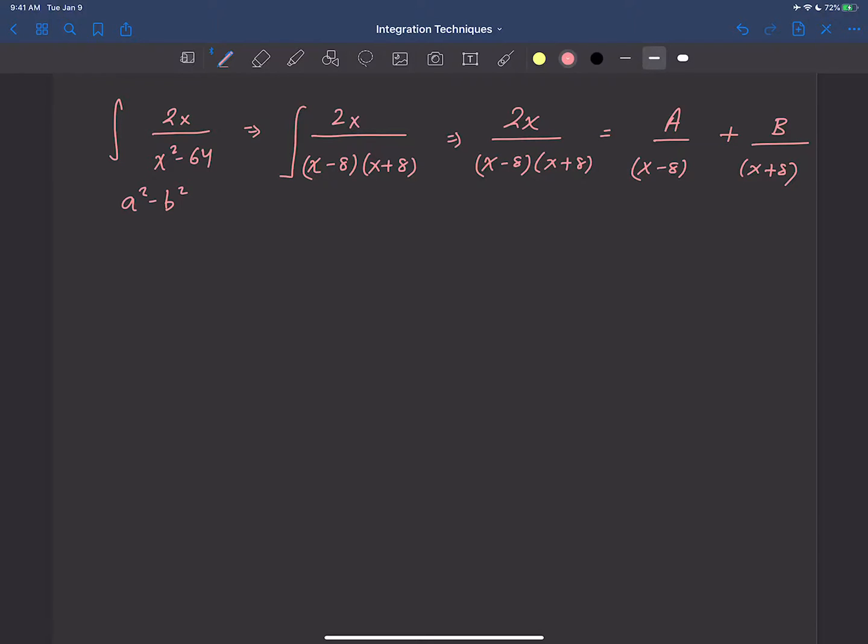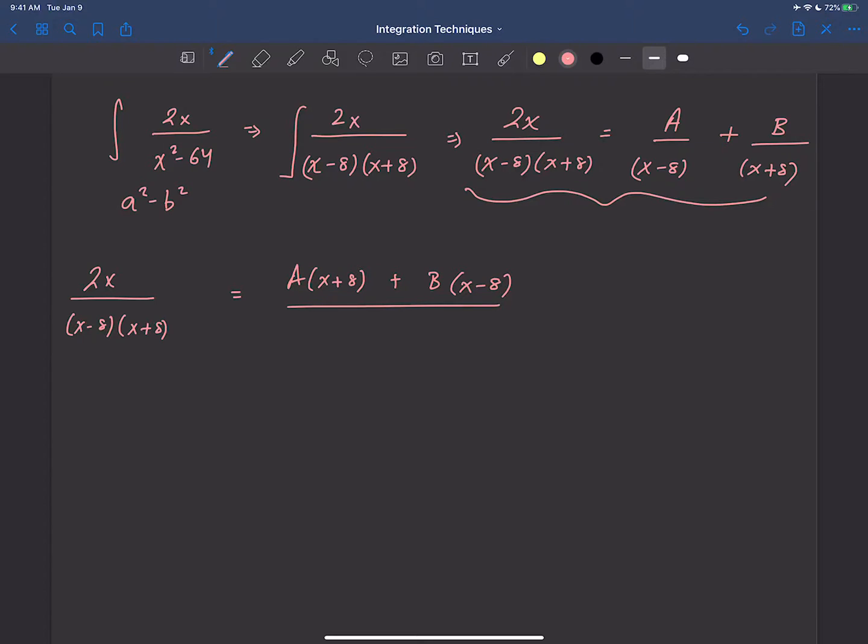Now, when you're saying that this is true, you have to simplify the expression and solve for A and B. Let's do that. So when you have 2x over x minus 8 and x plus 8, when you cross multiply, you'll have the same x plus 8 here. Basically, we're taking the LCM. Since the denominators are the same, you can get rid of them, but you have to compare the numerators. So now you have 2x equals A times x plus 8 plus B times x minus 8.